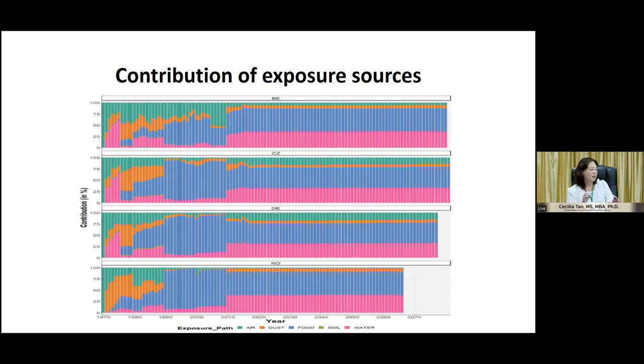And then after 1990, it's pretty consistent. The major contribution is from food. And later on, again, these are predictions, after 2010, another major contribution would be from water.